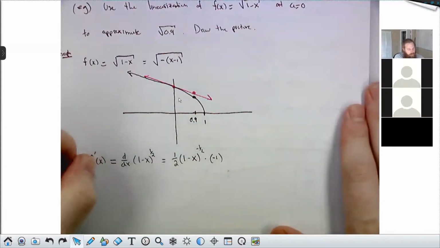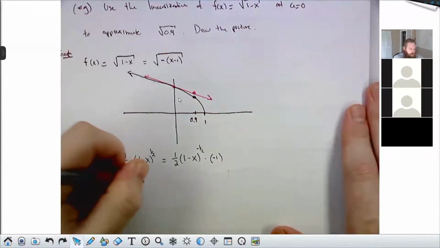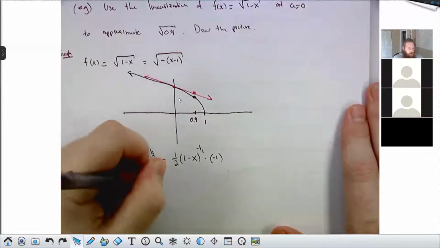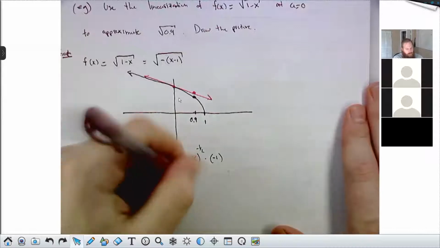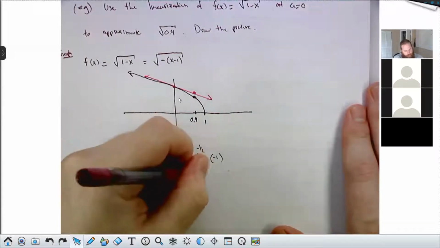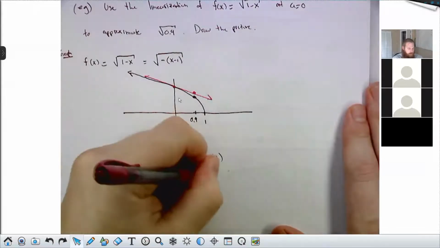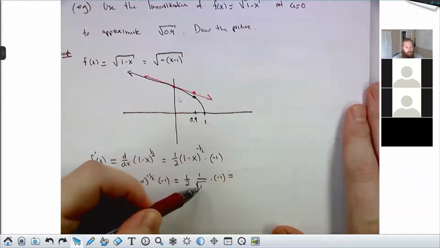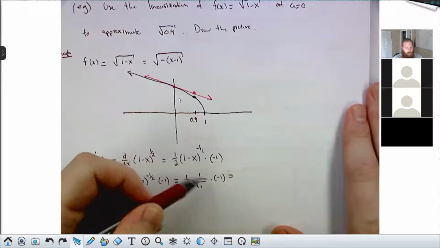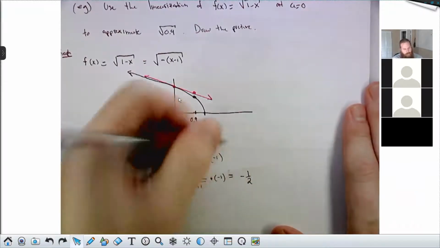So the slope of my tangent line is f prime of 0, which is 1/2 times (1 minus 0) to the negative 1/2 times negative 1. That piece, (1 minus 0) to the negative 1/2, is 1 over the square root of 1. And then, of course, I have this negative 1 here. The square root of 1 is 1, so this is 1/2 times 1 over 1 times negative 1, which altogether is negative 1/2.